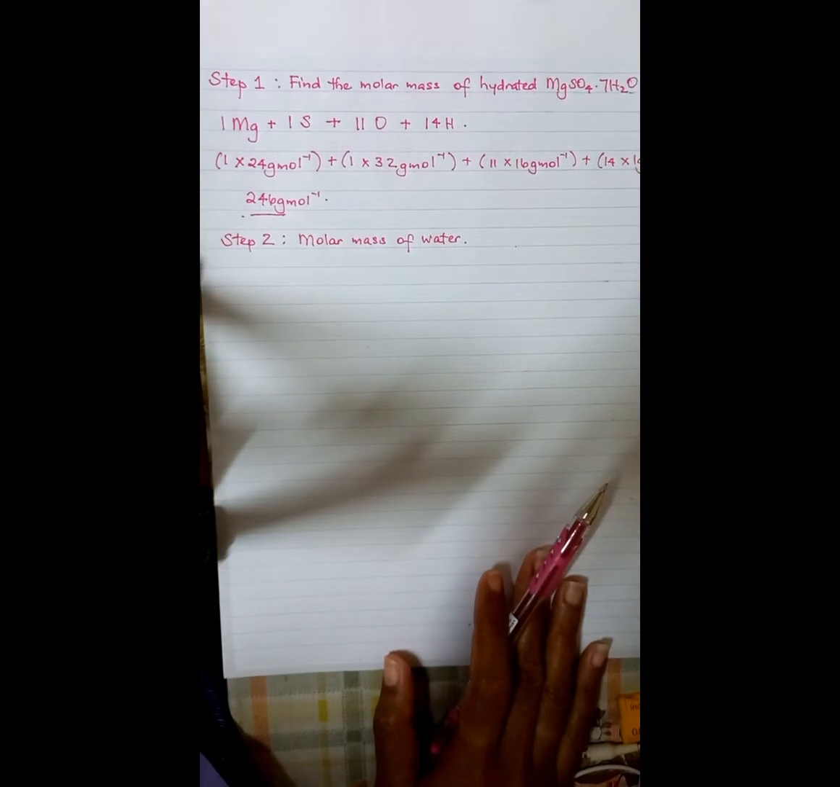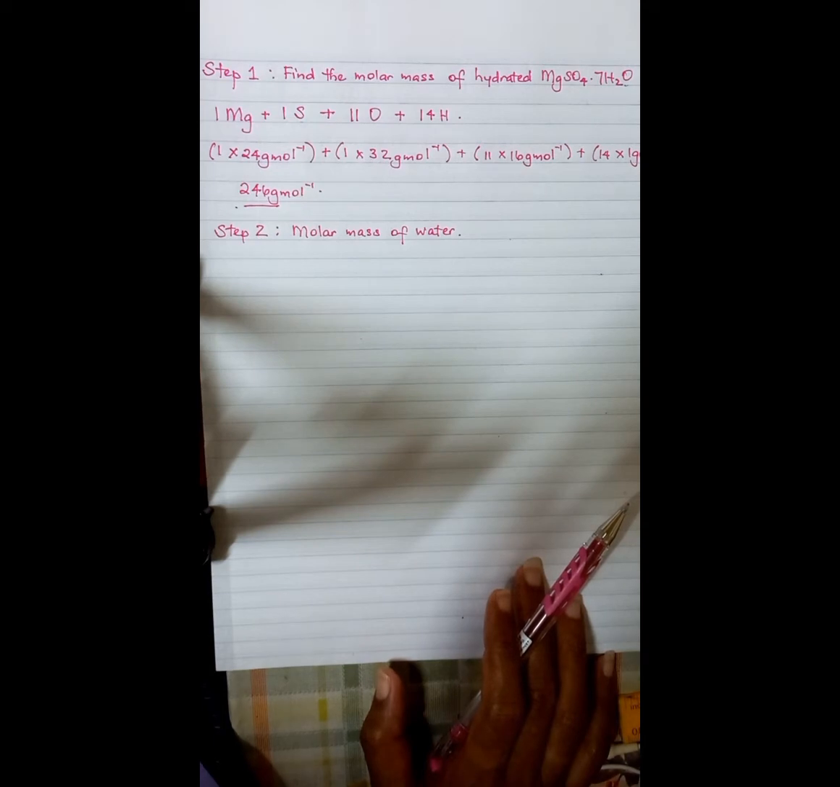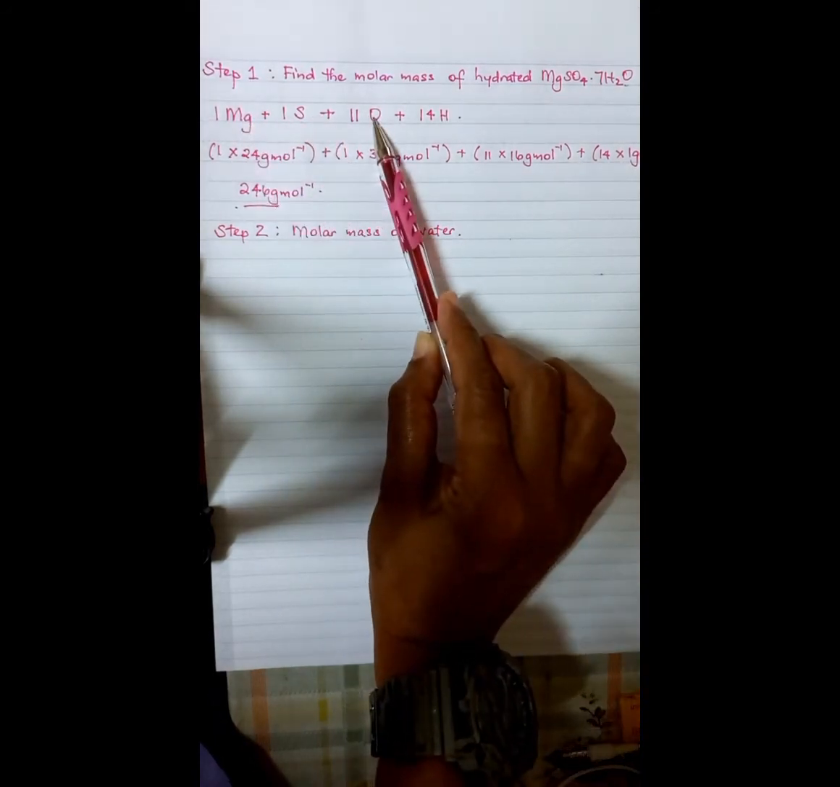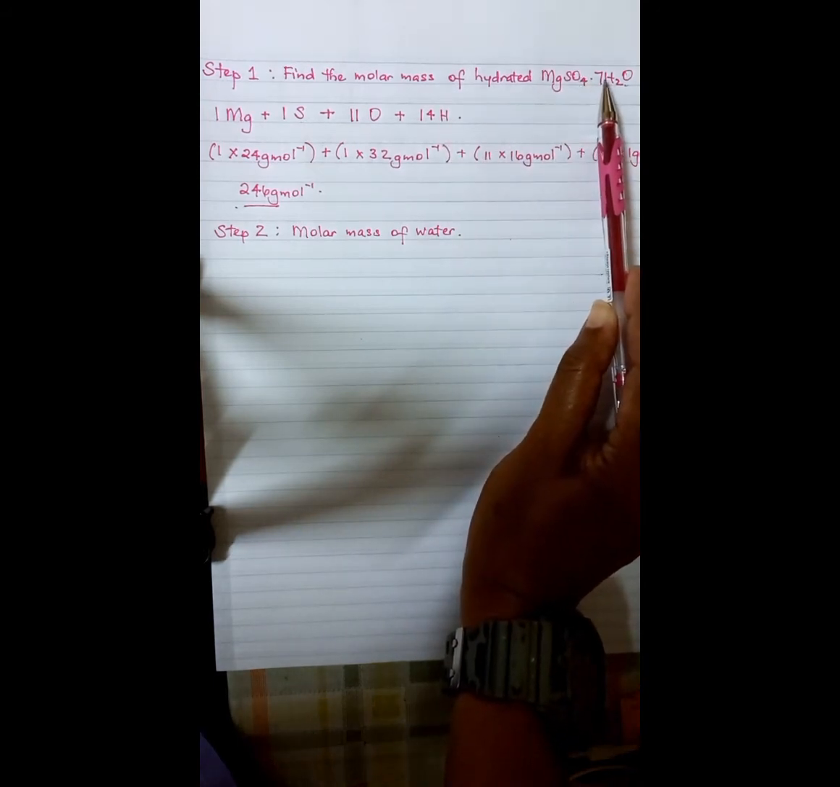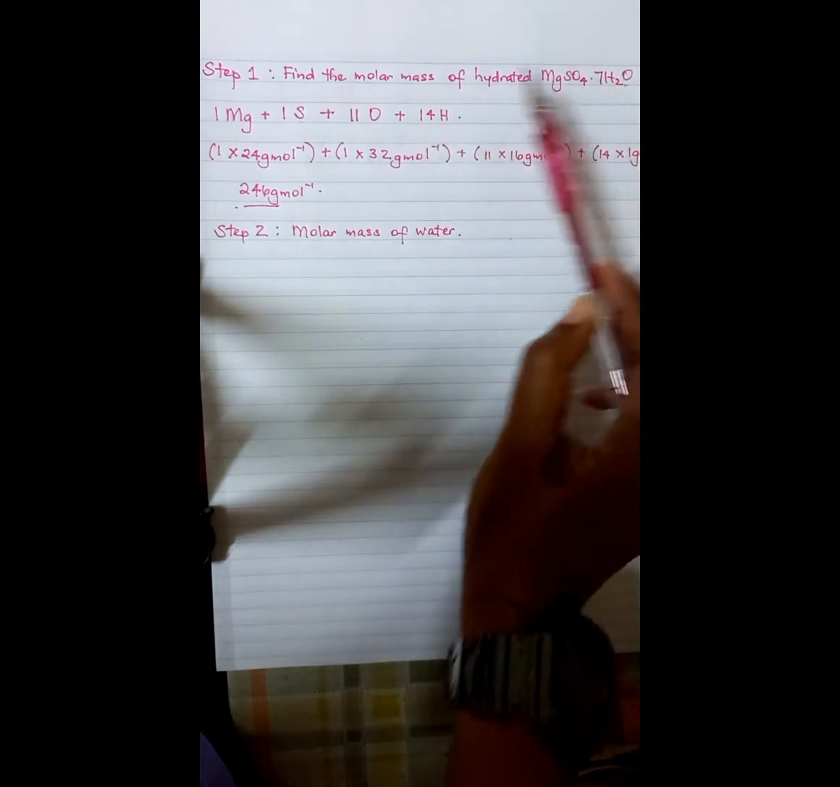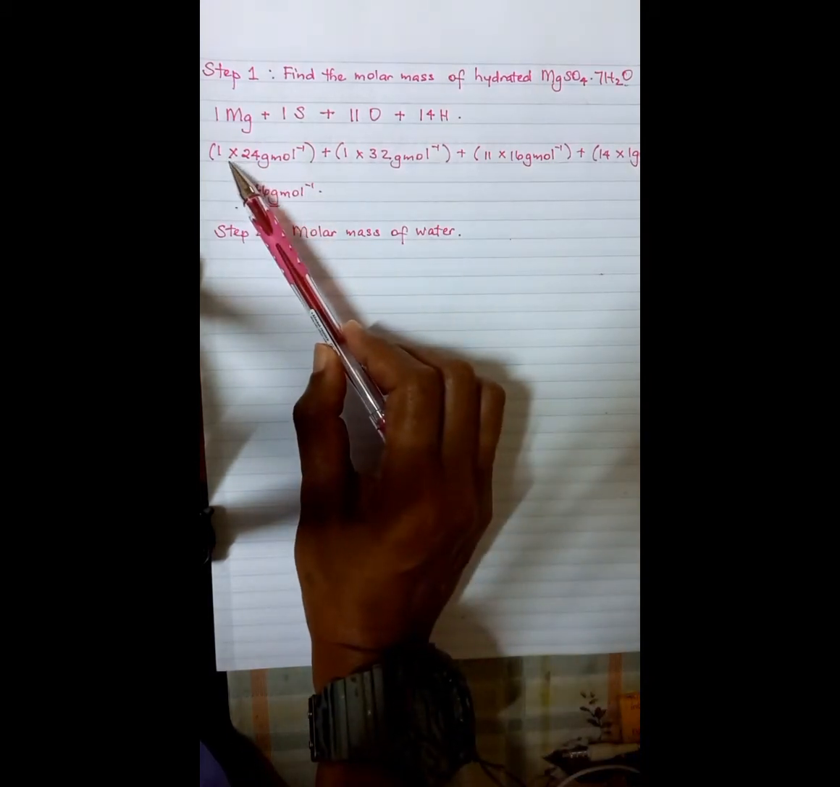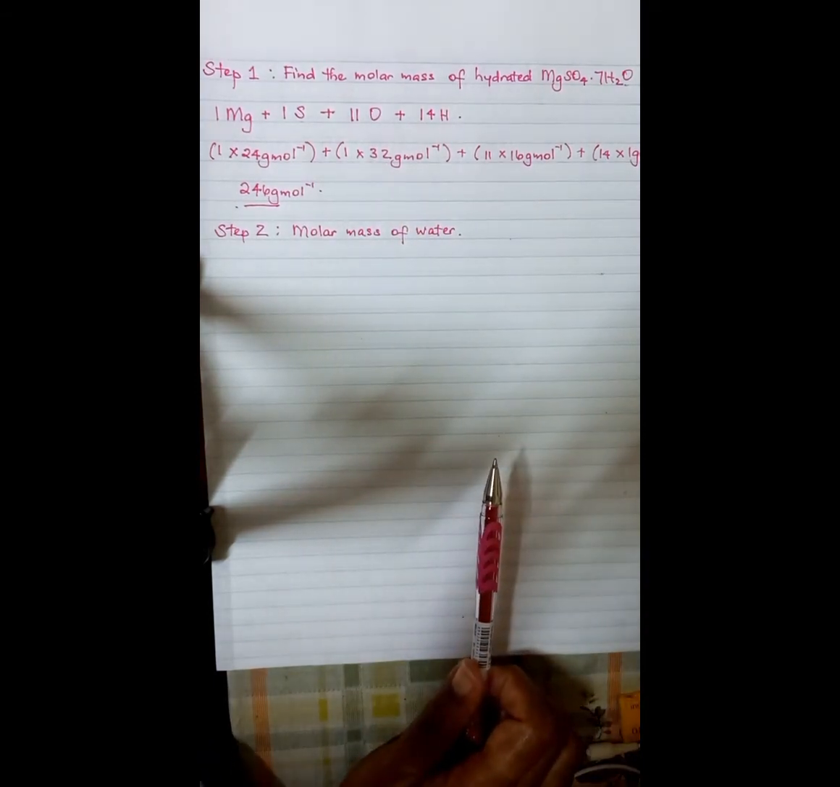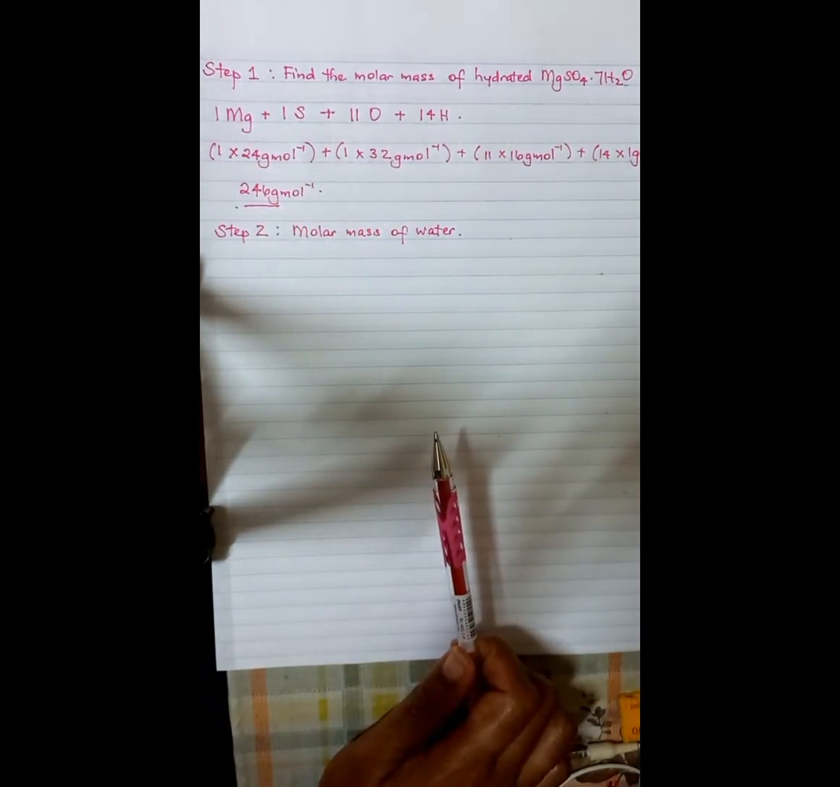The first step in calculating the theoretical value of water of crystallization is to find the molar mass of the hydrated magnesium sulfate salt. So we have 1 magnesium, plus 1 sulfur, plus 11 oxygen and 14 hydrogen. That 11 oxygen comes from 4 plus 7 oxygens, right? Plus 14 hydrogen, that is 7 times 2. If you're wondering where these numbers are coming from, that is from your periodic table, the molar masses of the different elements. If you calculate it, the total will be 246 grams per mole.